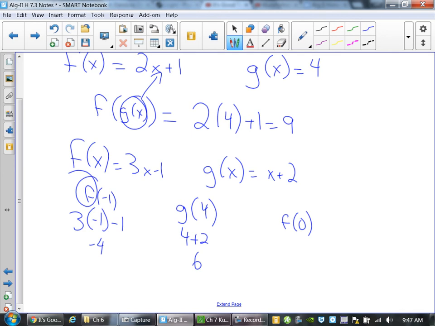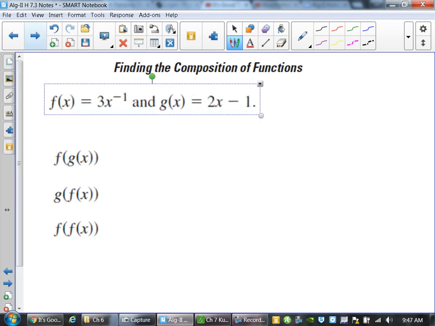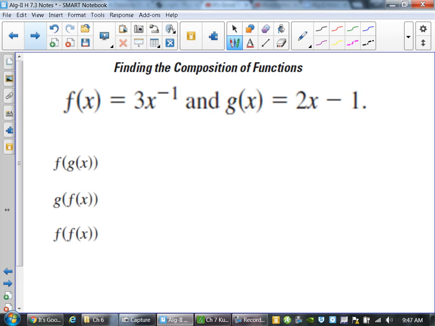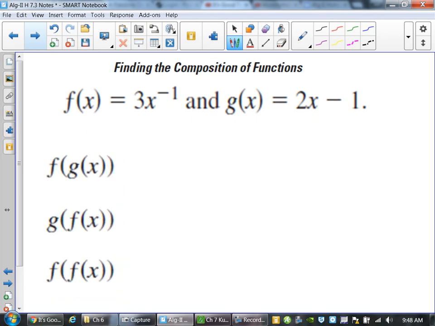Function notation, f of g of x, g of f of x, f of x, it's all the same basic principle. What we're going to do is take the composite of two functions, and we're going to look at 3 examples. I've got 2 functions. F of x is 3x to the negative 1, and g of x is 2x minus 1.